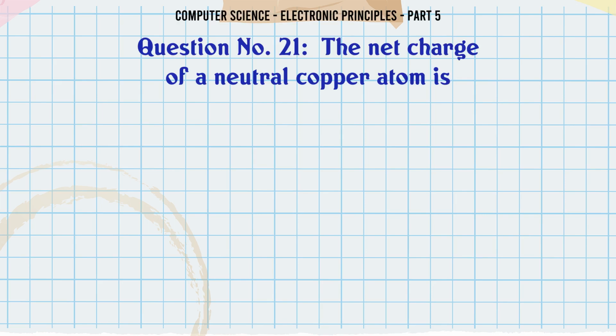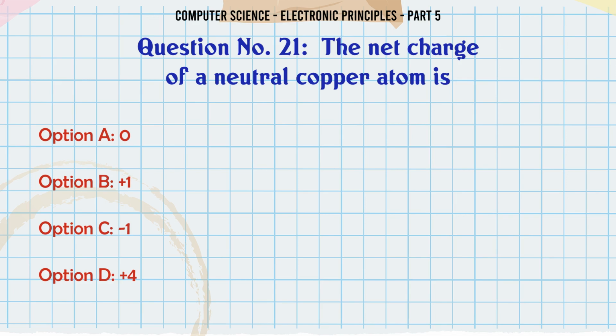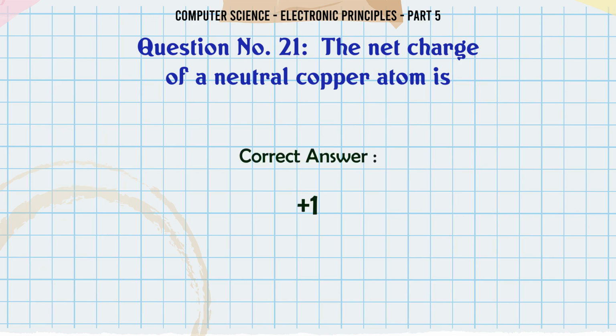The net charge of a neutral copper atom is A. 0. B. 1. C. 1. D. 4. The correct answer is 1.